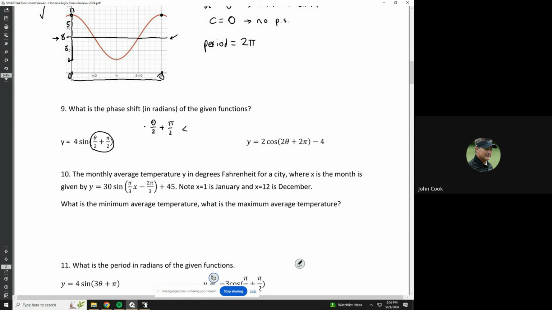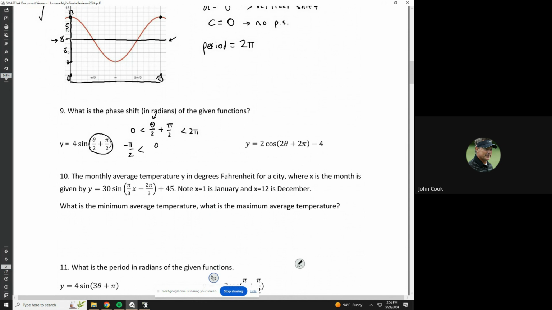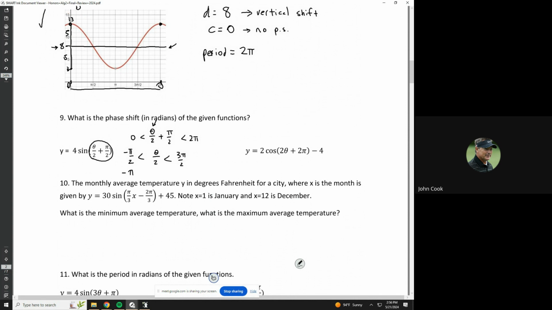And I say that it's between two numbers, 0 and 2 pi. And what I do is I then isolate this, solve for theta or x or whatever my unknown value is. So the first thing I do is subtract pi halves from both sides. So I subtract pi halves from here, pi halves from the middle, so I just have theta over 2. And then I subtract pi halves from 2 pi. So 2 minus a half is 3 halves, so it's going to be 3 pi over 2. And then the last thing is I get theta all by itself, so I multiply all the sides by 2. So I get negative pi is less than theta, which is less than 3 pi.